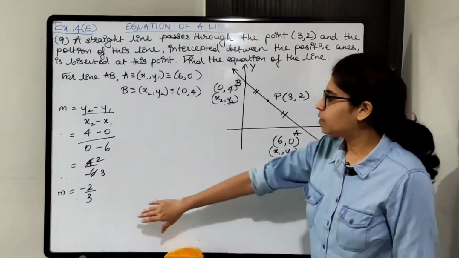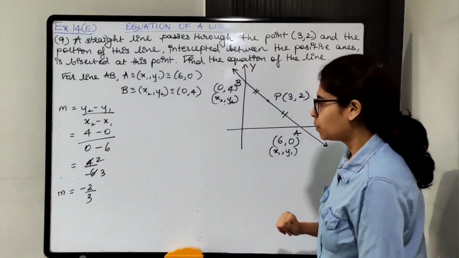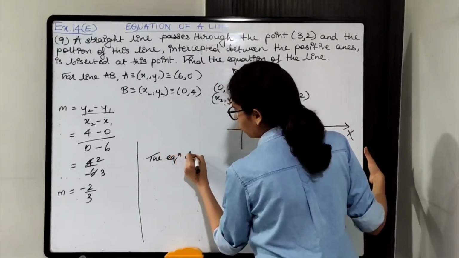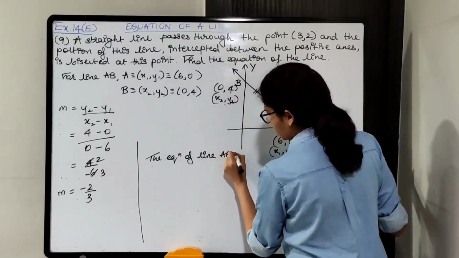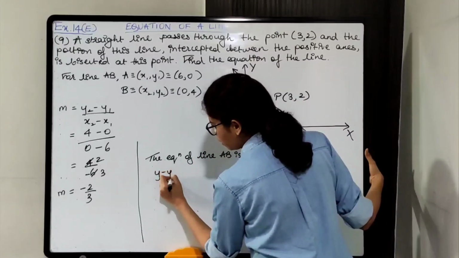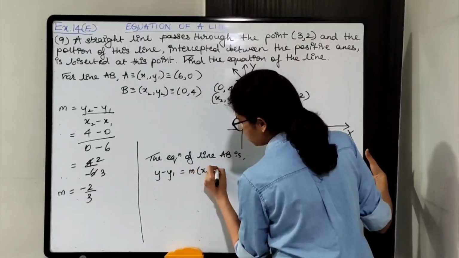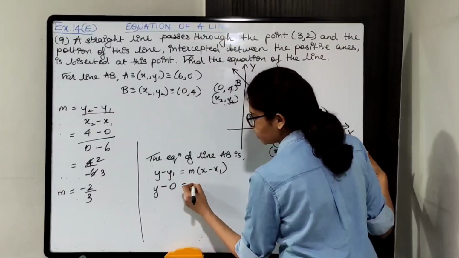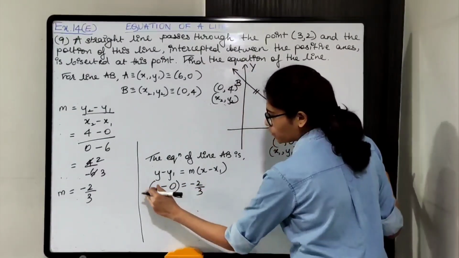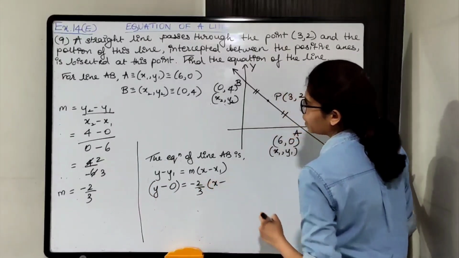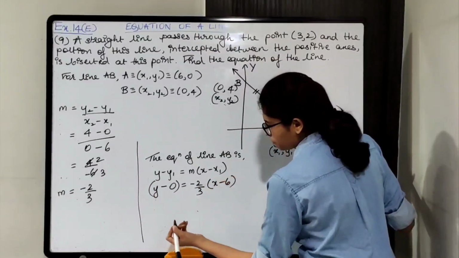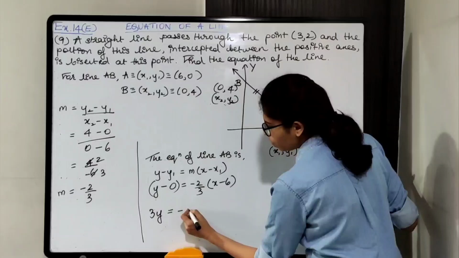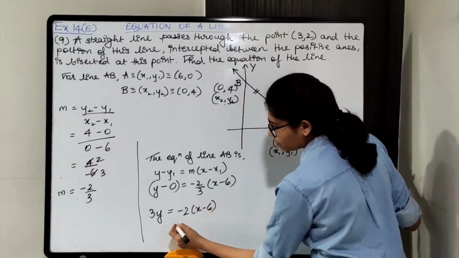Okay. We have slope, we have x1, y1. Let's frame the equation. The equation of line AB is y minus y1 equals m into x minus x1. y minus y1 is 0 equals m is minus 2 by 3. Put brackets because we will be shifting 3 over here. x minus x1 is 6. 3 into y minus 0 is nothing but y, equals minus 2 into x minus 6.